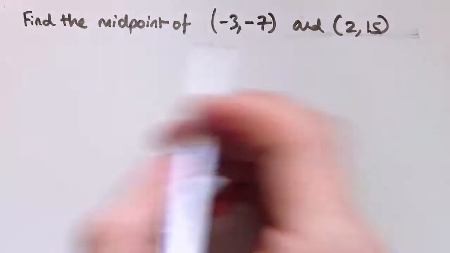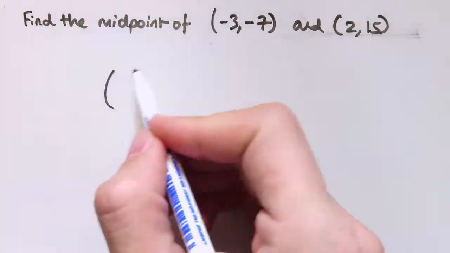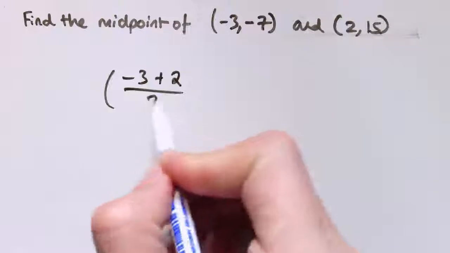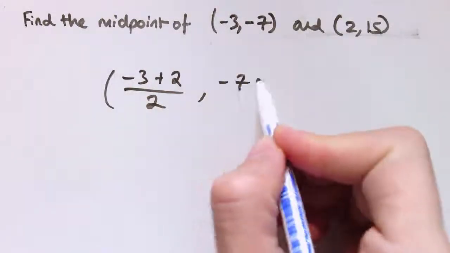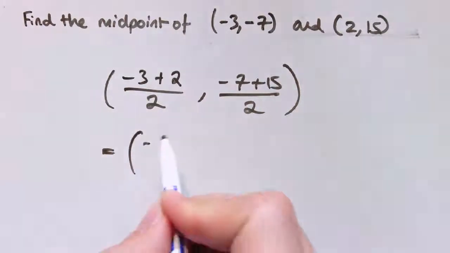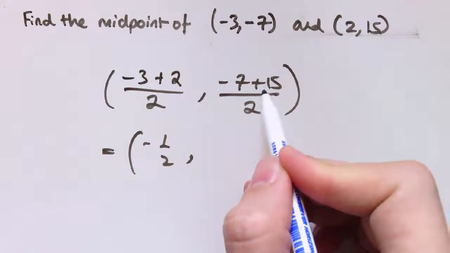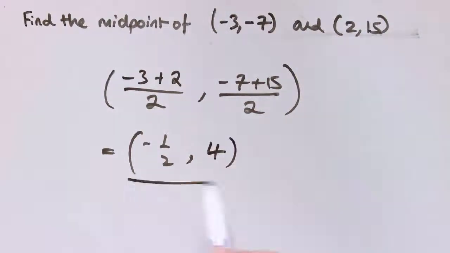So the midpoint of here will just have coordinates, so x-coordinate minus 3 and 2, so it's minus 3 plus 2 over 2, and y-coordinate minus 7 plus 15 over 2, so this is minus 1/2, and minus 7 plus 15 is 8, so 8 over 2 is 4. That would be the midpoint of those 2 points.